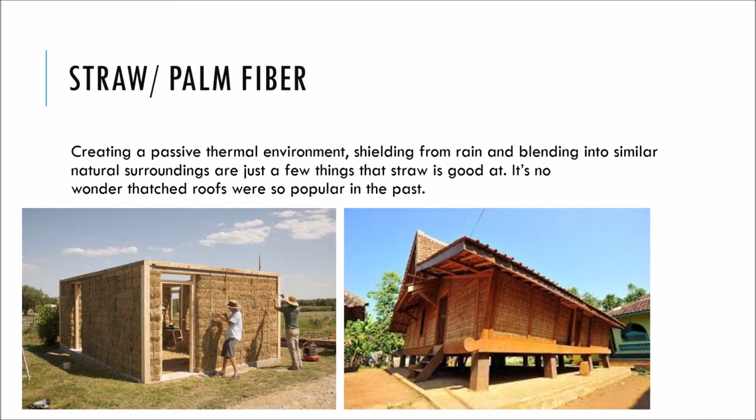The next material is straw or palm fiber. Straw or palm fiber is used as a passive thermal environment, and also as shielding from rain and blending into similar natural surroundings. A thatch roof was so popular in the past that it was used in many traditional architecture styles in Bali also. Thatch roof.